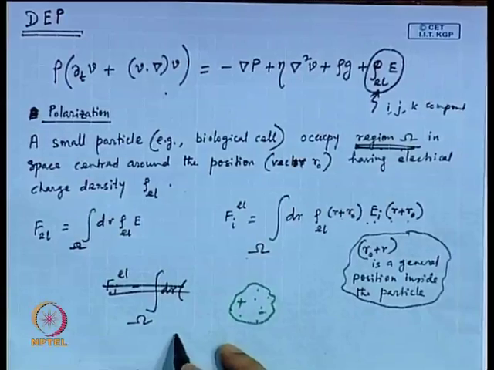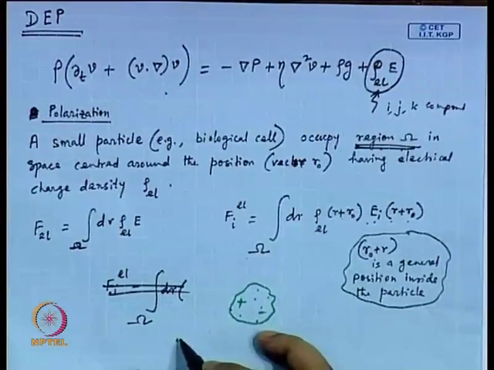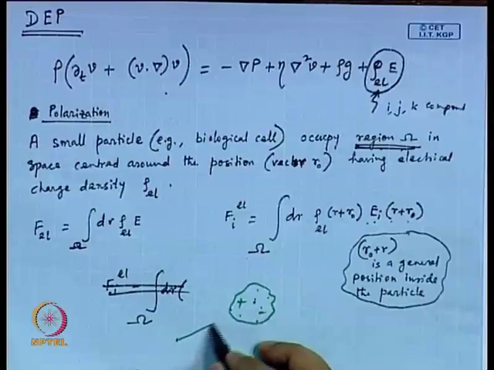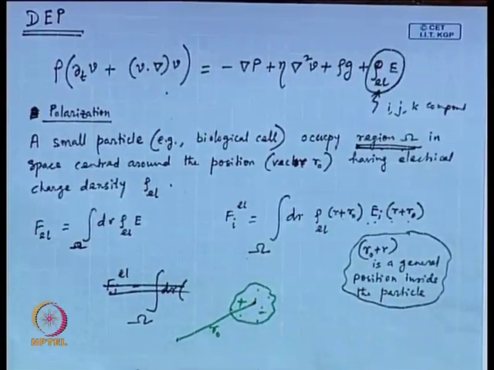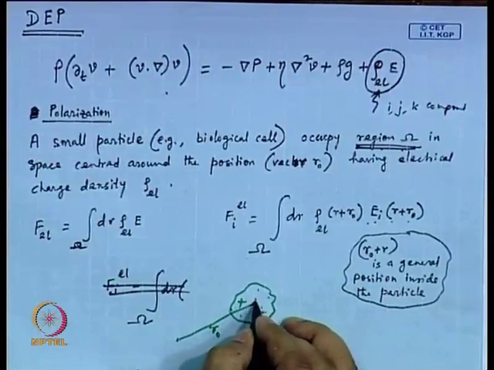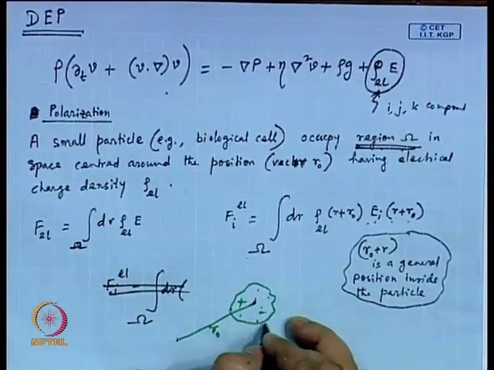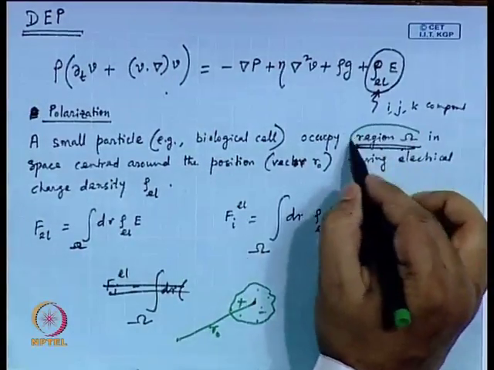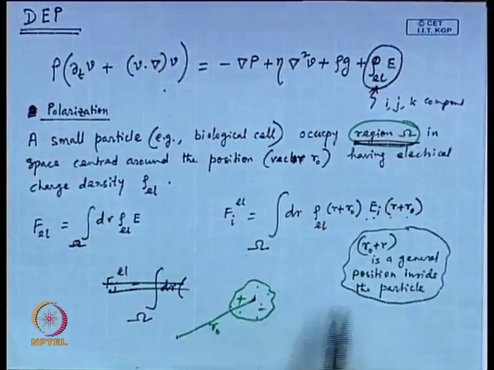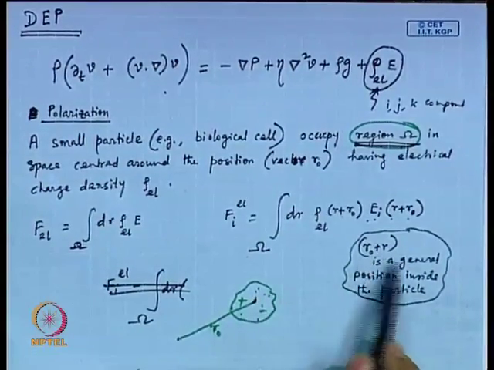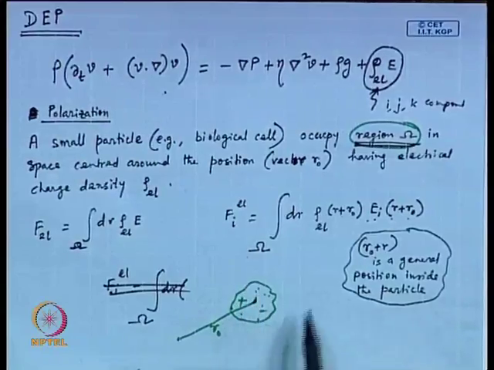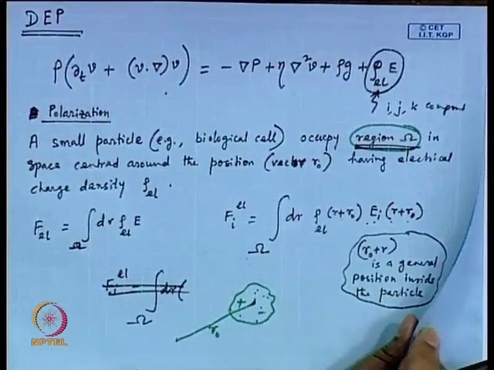That means I have a reference point, and from there I have located this particle at a position vector r 0. Around this particle we have constructed a volume or a region omega. The various points within this region are referred to as r 0 plus r, so r 0 plus r is a general position inside the particle. So this is the force term in that case.